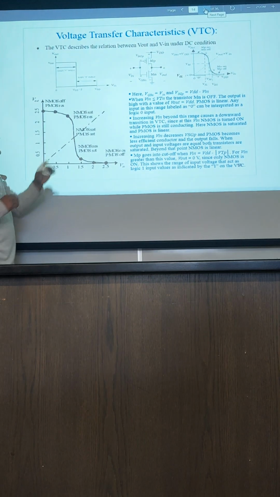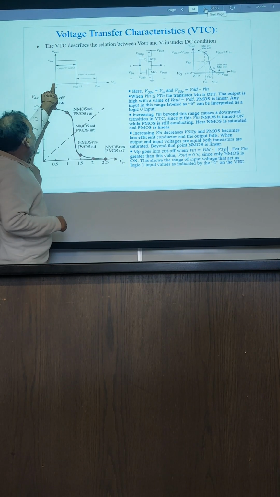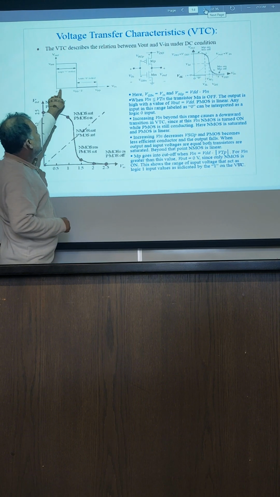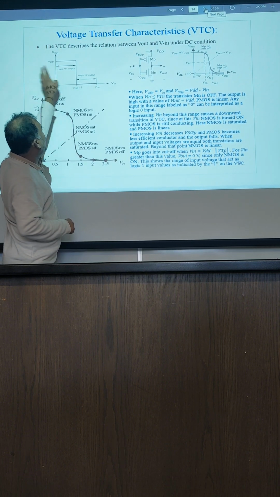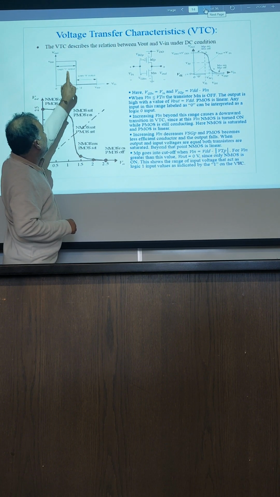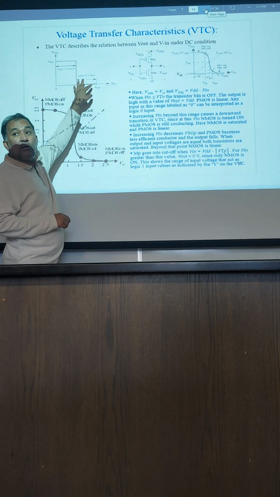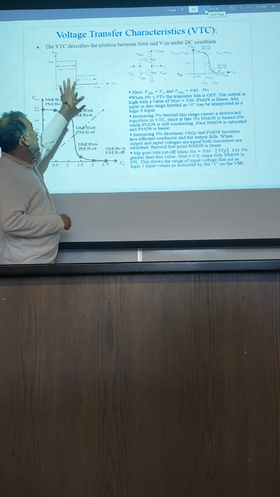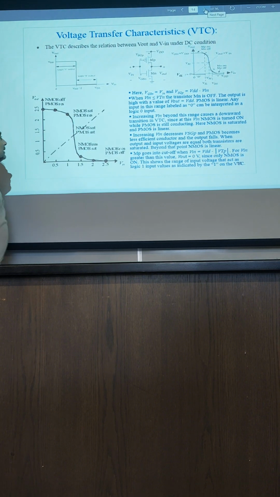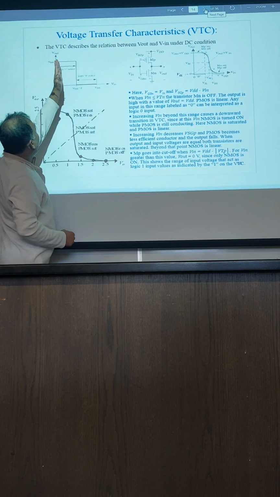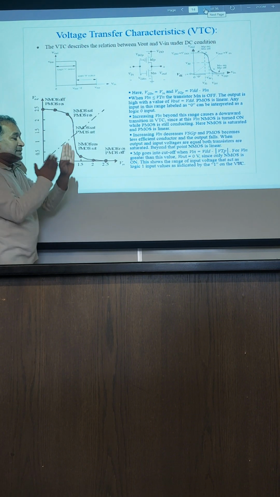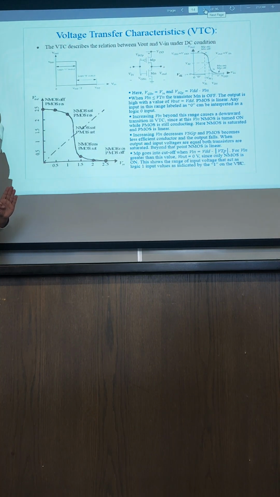So the ideal characteristics says that up to here, one transistor is on, the other will be off, so it will make a perfect high level. For this range, one will be on, the other will be off, so it will make a perfect low level. So it now deviates: here NMOS and PMOS will be turned on and off instantaneously following a perpendicular path. If this turns on, this will be off.